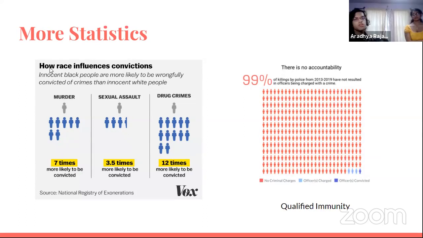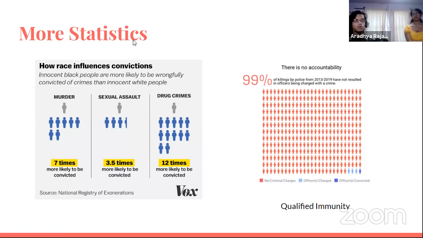Can cover this. So basically the idea is that we have to keep everything in proportion. So if we notice that for convictions, we can see that whether it's murder, sexual assault, or drug crimes, Black people are far more likely to be convicted than white people. And there's very little accountability from police. So what we can see is that very, very few police are ever tried or charged with the crimes.